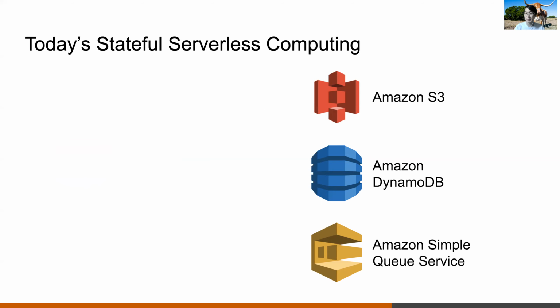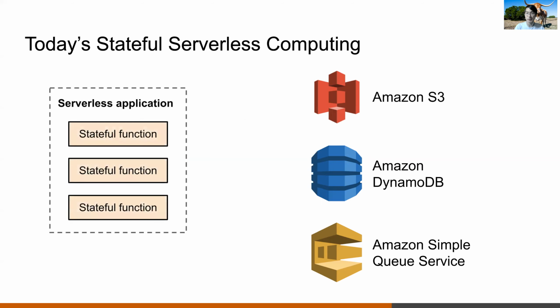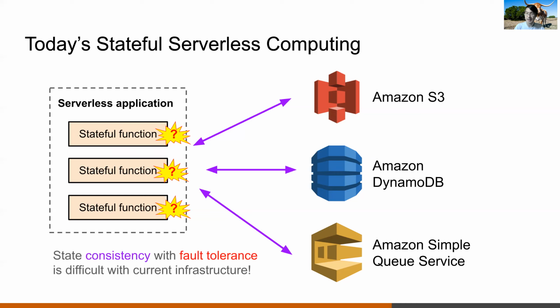In reality, serverless applications often compose multiple functions, for example, serverless workflows. These functions can concurrently access and update state maintained in external storage services. Also, each function can fail during its execution, potentially leaving inconsistent state stored in the database. So in general, state consistency with fault tolerance is very difficult in the current infrastructure.